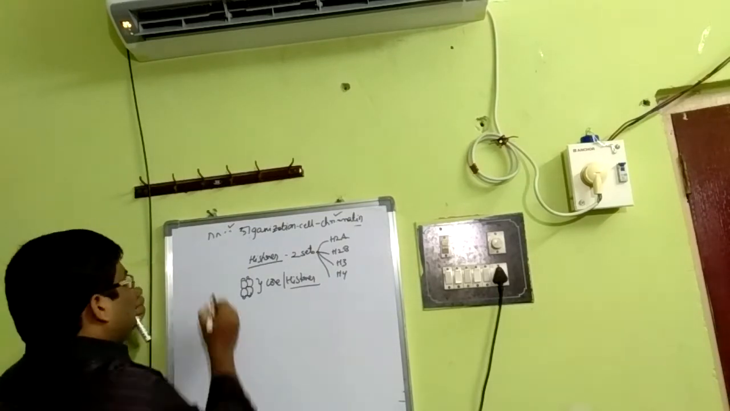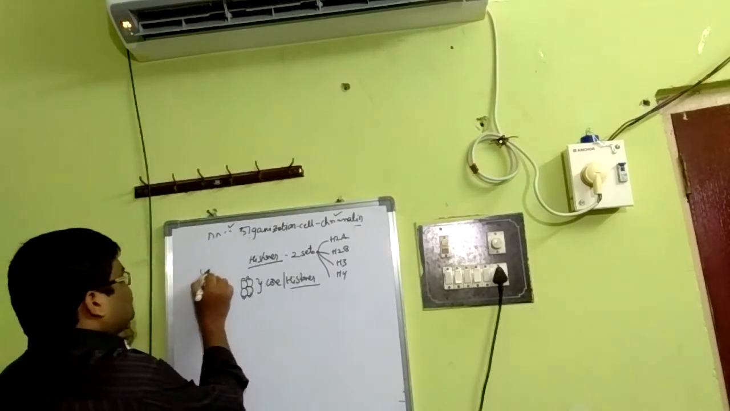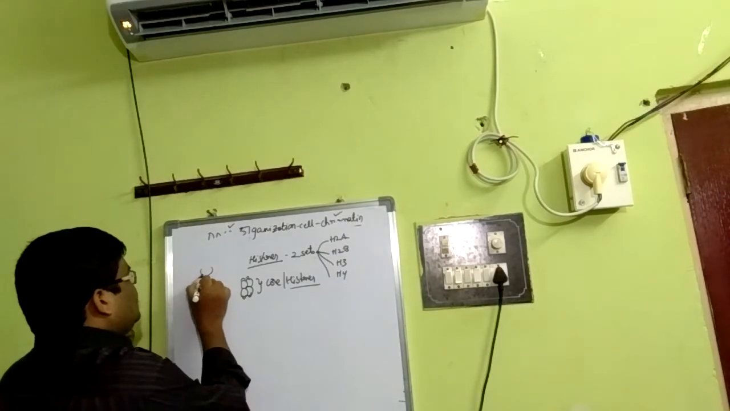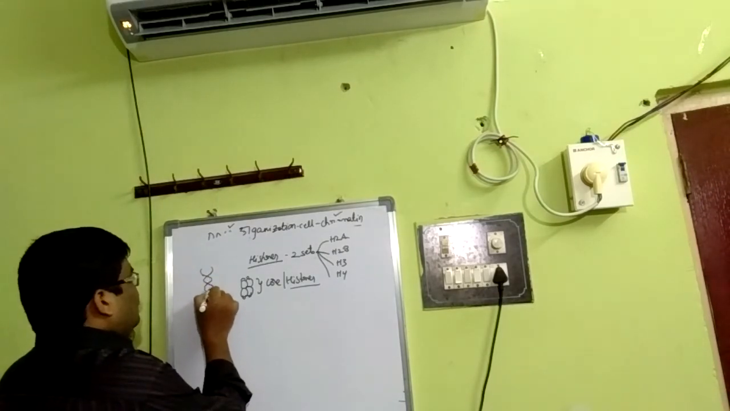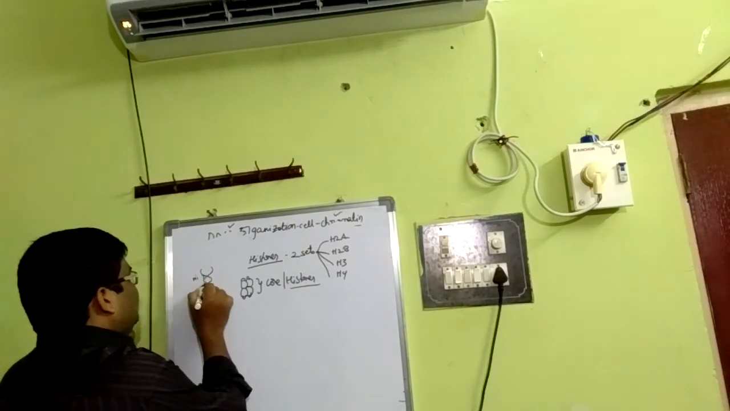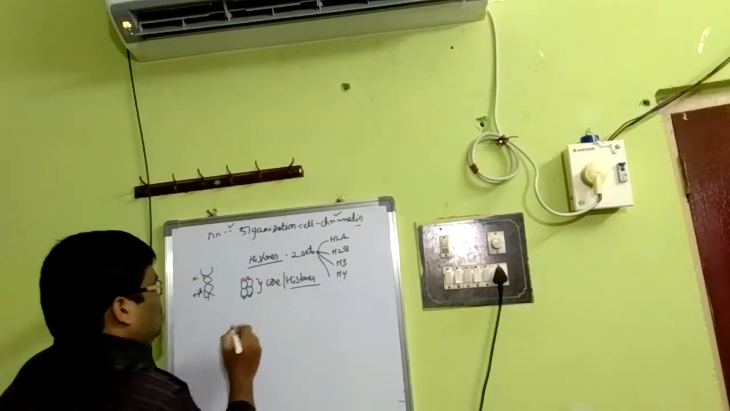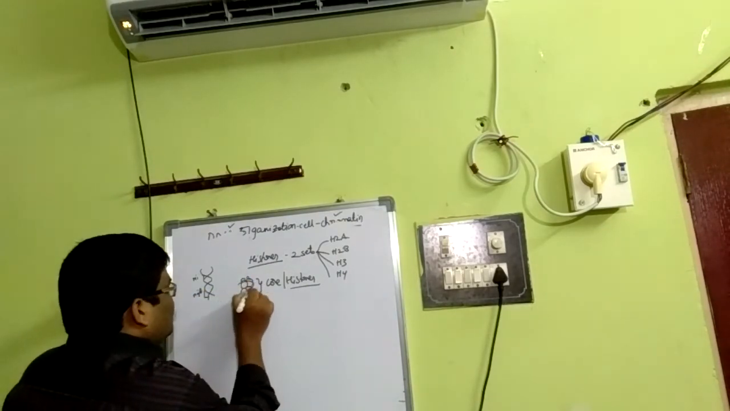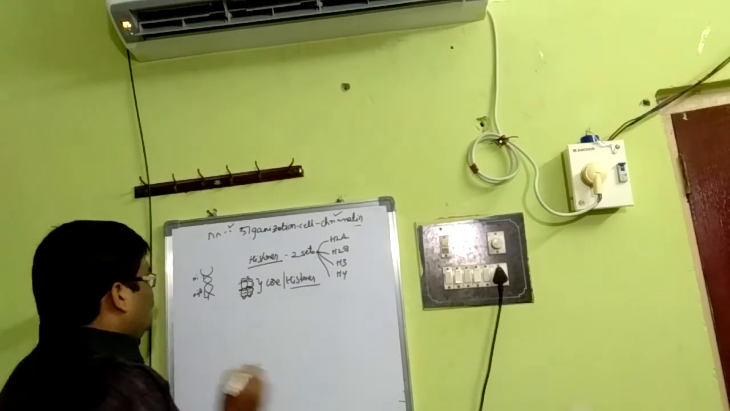First, for example, this is DNA. We knew that. This is DNA. This is the minor groove, and this is the major groove. We'll wrap around for better understanding. We'll discuss like this. Okay.